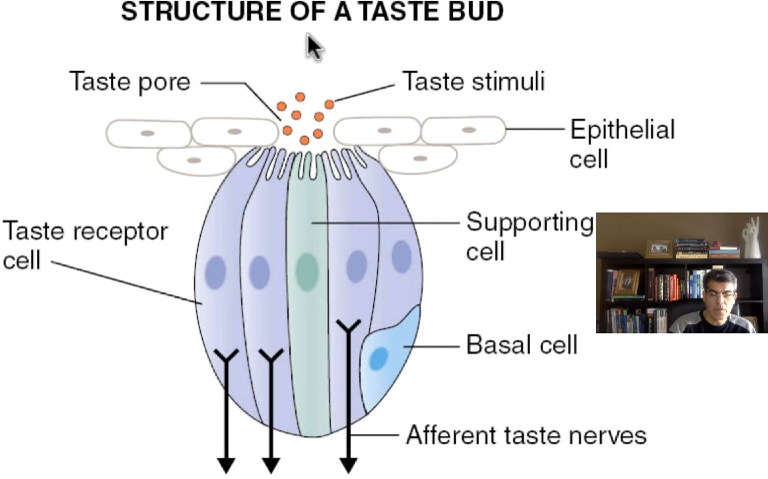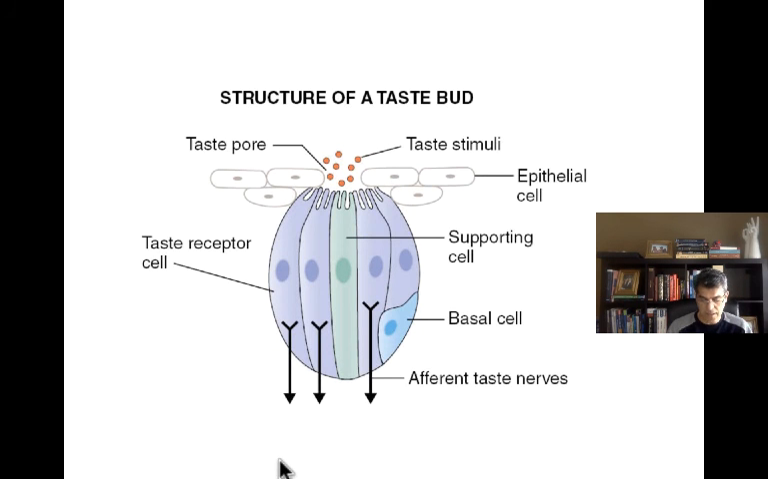So when you eat food, the particles of the food can reach, through this taste pore, and connect with this taste receptor cell. The taste receptor cell is going to detect this chemical, transduce it, create an action potential, and send it to your brain.